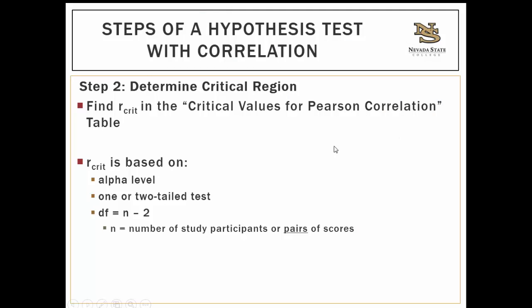So I just break it down for you, right? Our critical value is based on the alpha level, usually either 0.05 or 0.01, one or two-tailed test, and then your degrees of freedom. And I even put a little note here: n represents the number of study participants or pairs of scores. I don't want you to get messed up by counting how many scores are in your data set, because remember, each person has 2 scores, their score on X and their score on Y.